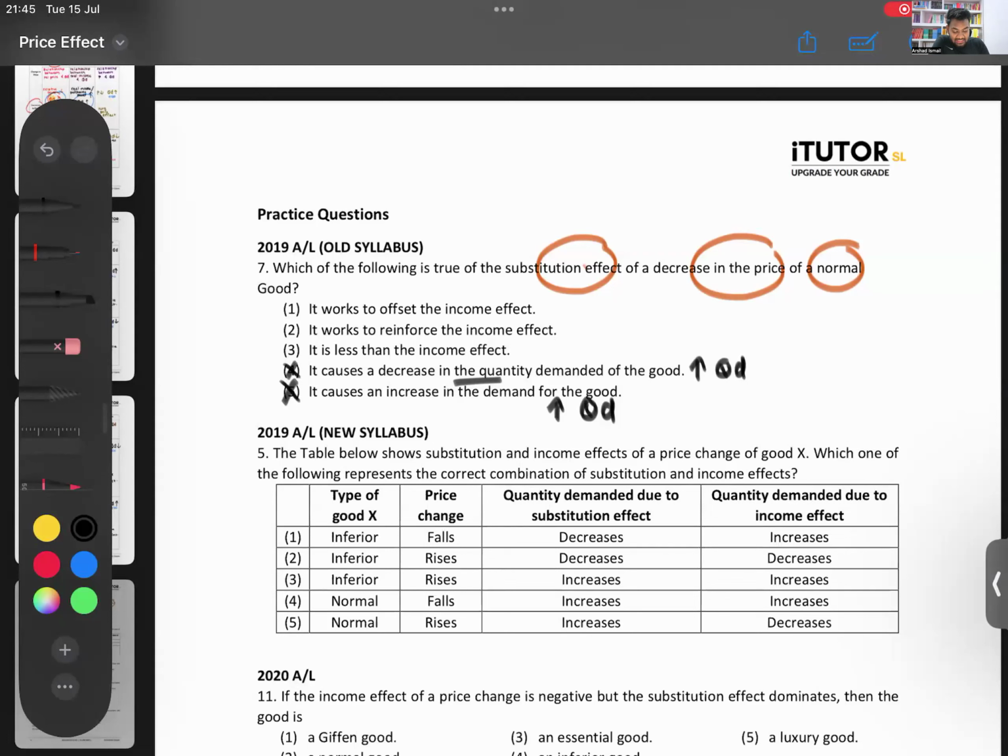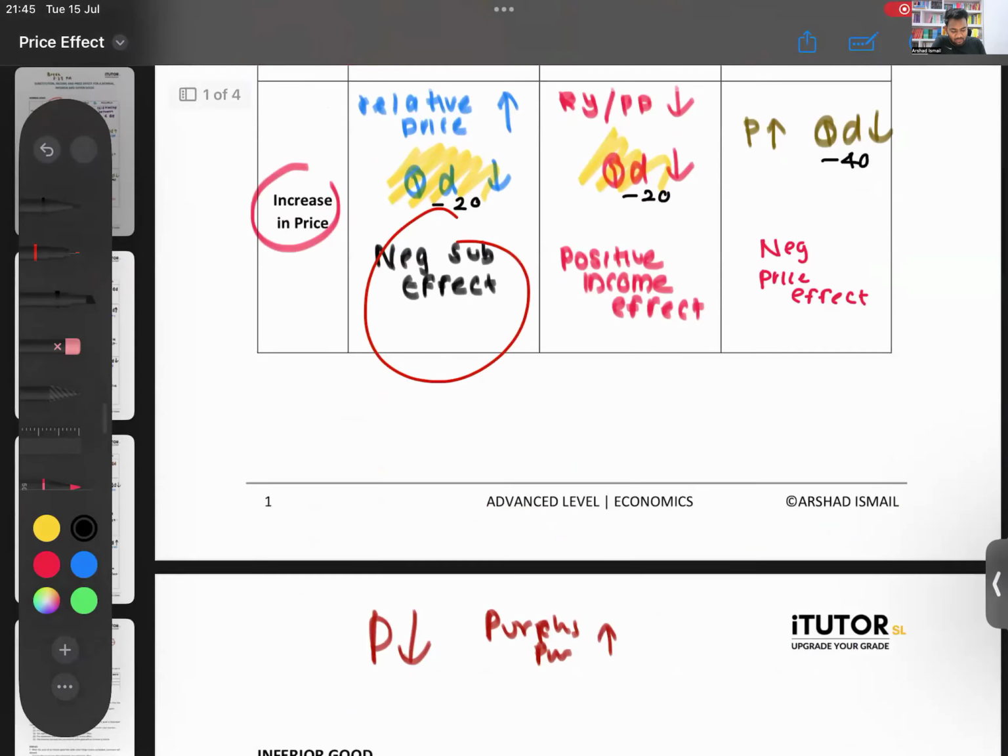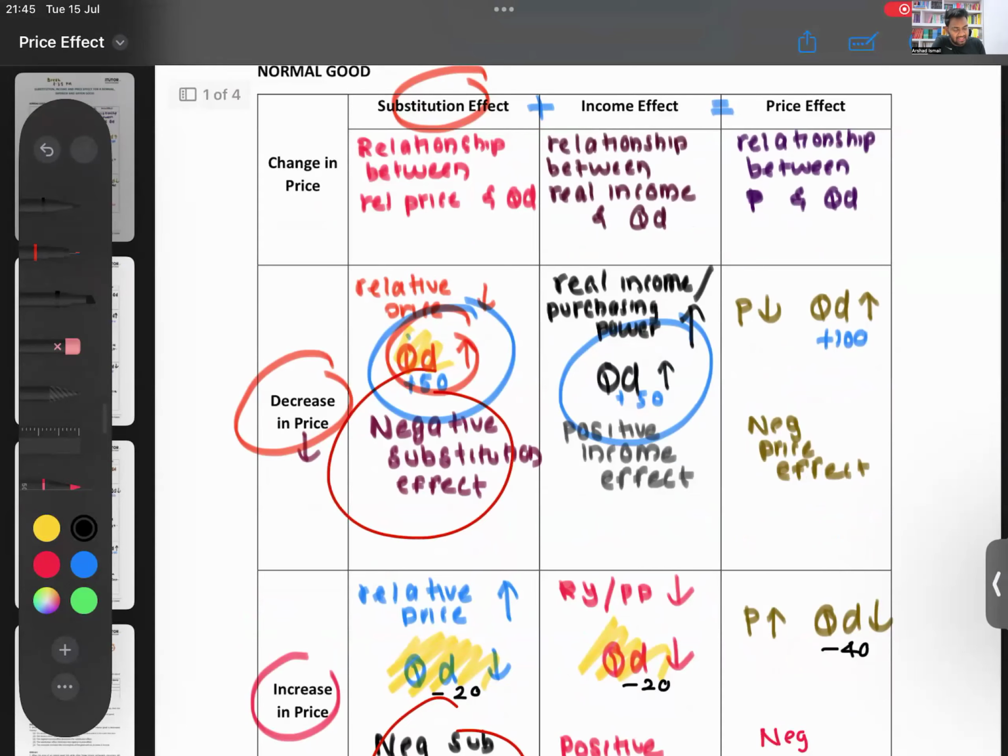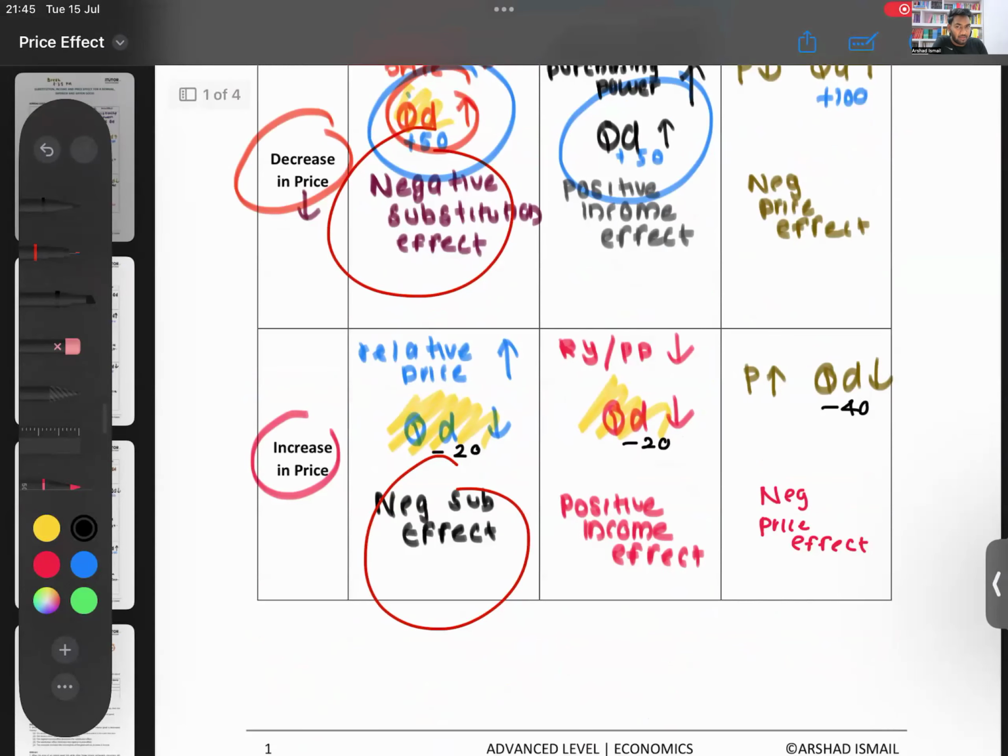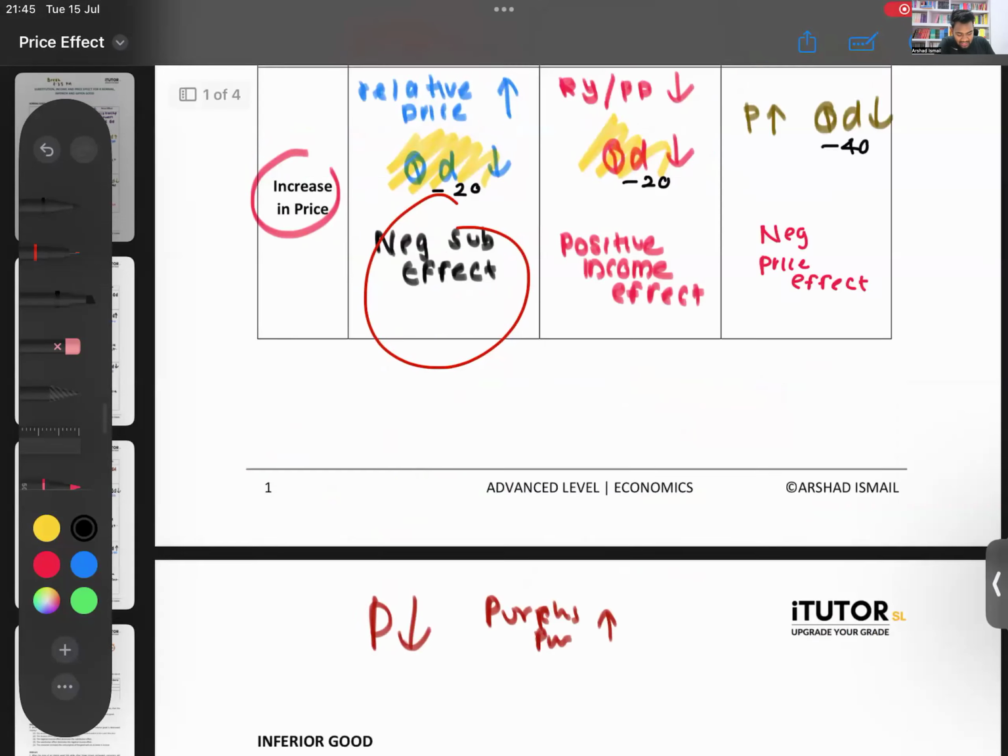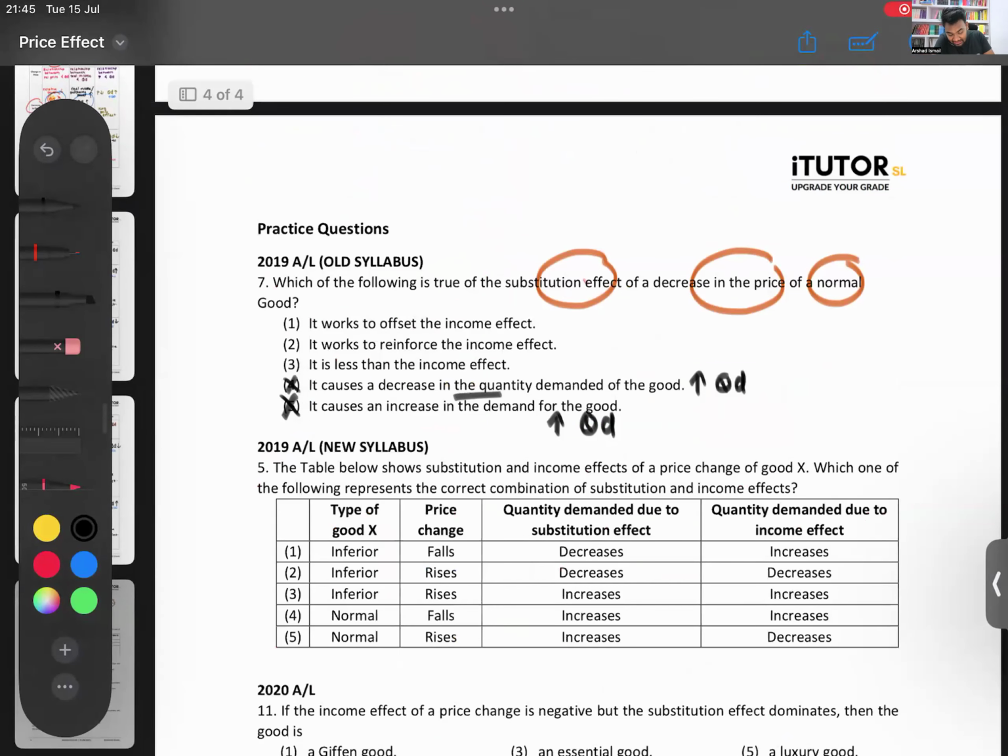Number 3, it is less than the income effect. For a normal good, did I say anything is more powerful, anything is less? Even in that second thing, when I gave numbers, I gave minus 20, minus 20. Did I give one number higher, one number lower? No. For a normal good, the substitution effect and the income effect are equal in power. I never said anything is less or high here. For inferior and Giffen only, I told that story. Normal good world, I never told. So you can't say it is less. Here it is not less, it is equal in power.